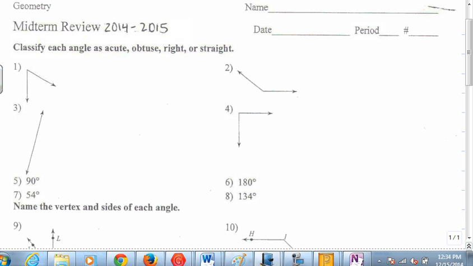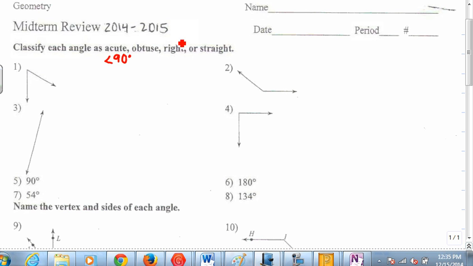The first few problems on the midterm review ask us to classify each angle as acute, obtuse, right, or straight. So let's start out and review what these words mean. What does it mean to be an acute angle? Less than 90 degrees.